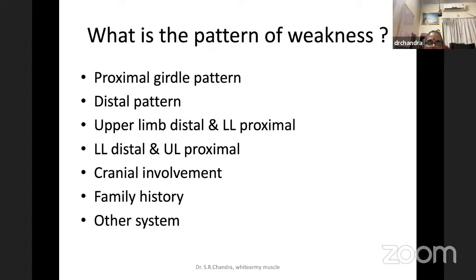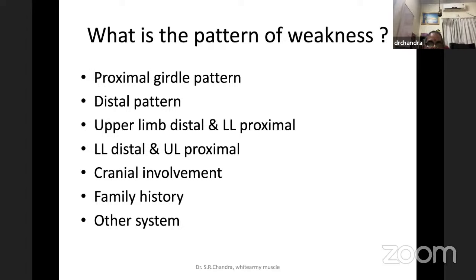So after having inspected, examined, and noted all the various signs, categorize them into these various categories. This is called pattern recognition. Recognize the pattern at the end of the inspection and examination. So proximal girdle pattern or distal pattern, then upper limb distal and lower limb proximal. Typically you find it in inclusion body myositis.